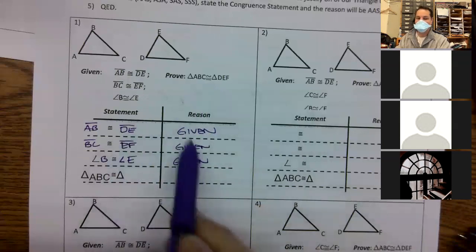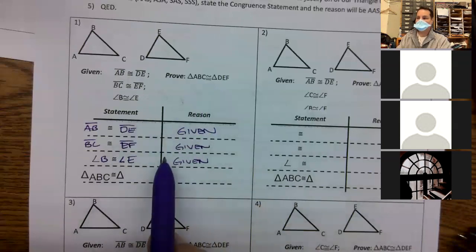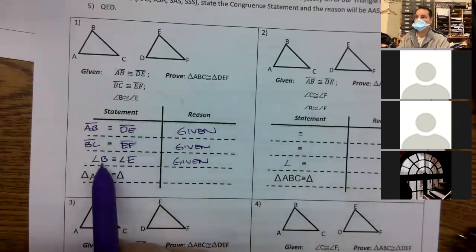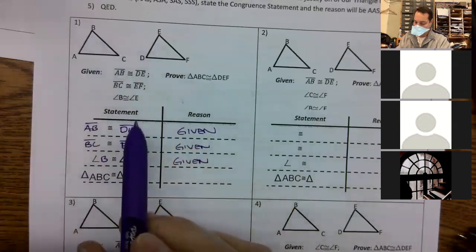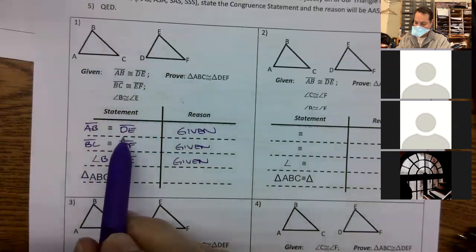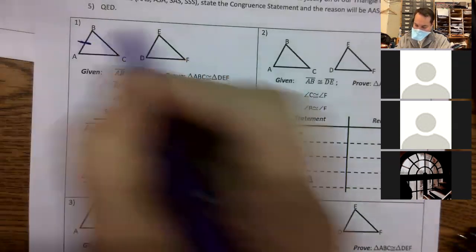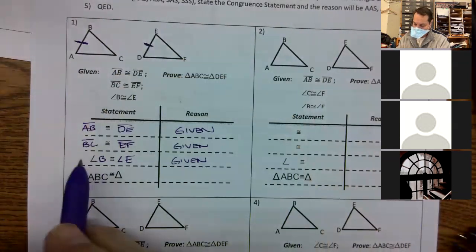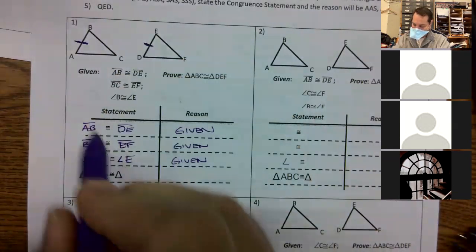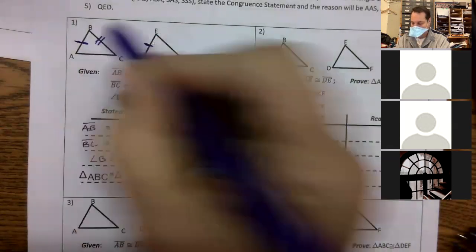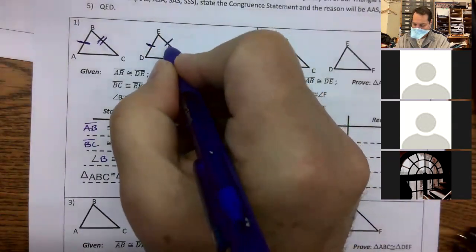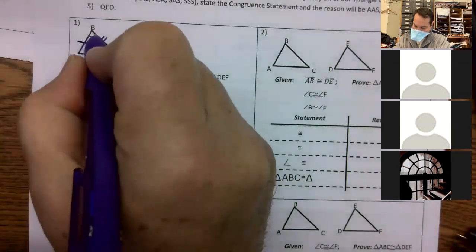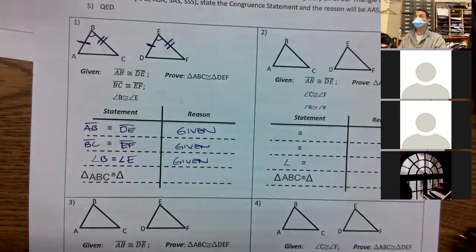It's hard for me to tell from the way I've written it. So I strongly urge you, once you put the information into the table, to then draw it on your picture. AB and DE. So I'll put a mark on AB and a mark on DE. Then I want BC, it's a different mark, so 2 hash marks, and EF. And then I want angle B and angle E.